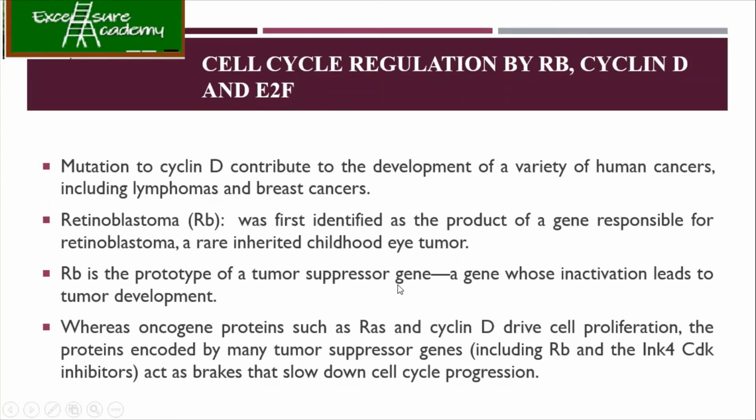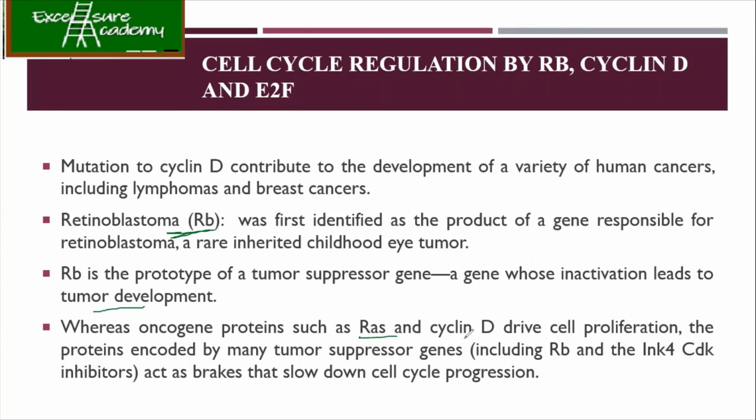It's actually a tumor suppressor gene whose inactivation leads to tumor development. So a tumor suppressor gene should remain active. Once it becomes inactive, tumor will form. Whereas oncogene proteins such as RAS and cyclin D drive cell proliferation. The proteins encoded by many tumor suppressor genes act as brakes that slow down cell cycle progression. Okay, so now you're getting it. Let's first understand what is happening. RB is your tumor suppressor gene, so it should remain active because it is going to suppress the growth of the tumor. Once it becomes inactive, then cancer is happening.